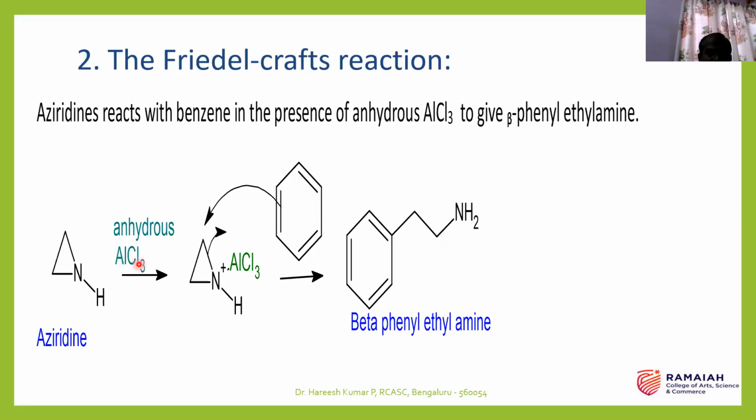What will happen? The lone pair present on the nitrogen can react with the aluminum, forming a bond between nitrogen and aluminum. Once there is a bond formation between nitrogen and aluminum, this bond weakens. Then benzene attacks this carbon, forming a product. So this is about the Friedel-Crafts reaction.